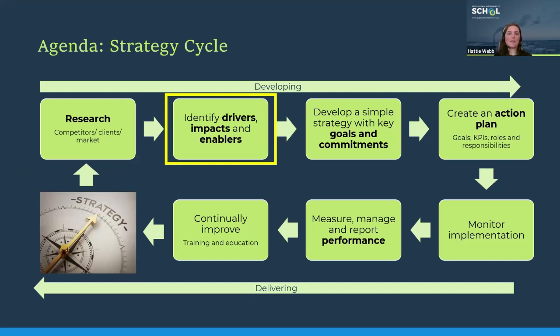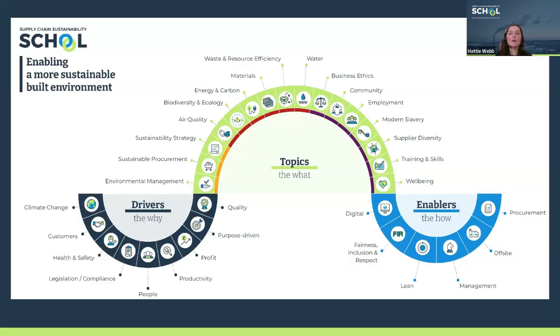The second step here is identifying your drivers, impacts, and enablers. So, once you've done your research, you're going to want to consider what your drivers are for wanting to develop a sustainability strategy. So, this relates back to making sure that you have that investment from stakeholders and that your strategy is developed and implemented effectively. This is also the stage where you're going to want to consider your impacts and your enablers for getting your strategy implemented.